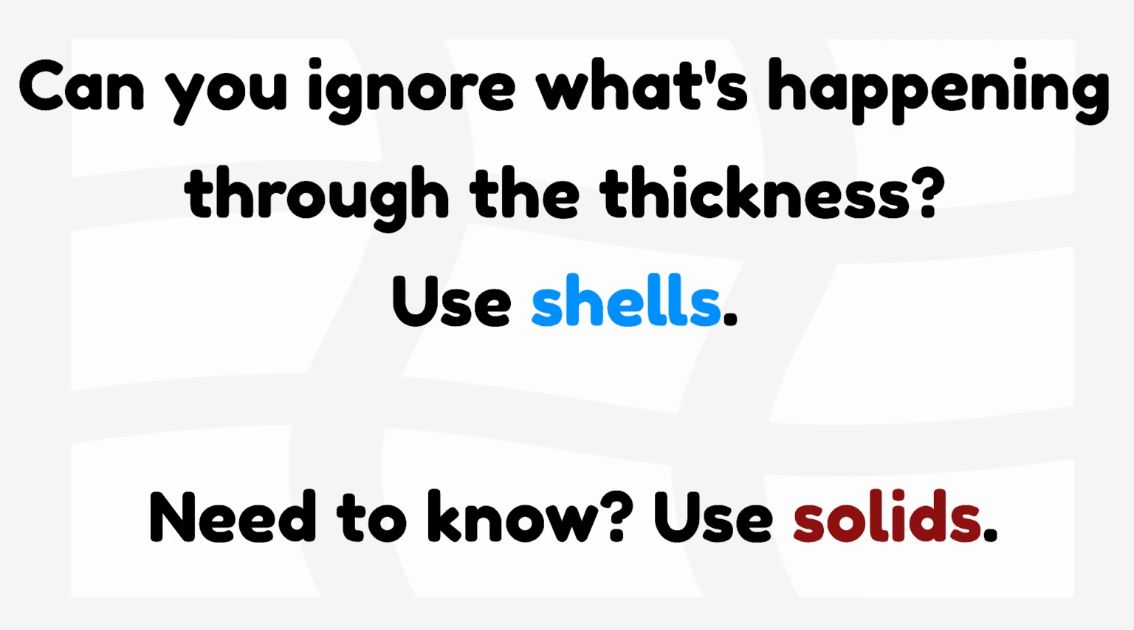So, in conclusion, here's the simple takeaway. If you can ignore what's happening through the thickness, use shell elements. They'll save you time and computation. But if you need to know what's going on inside the thickness, the gradients and the details, go with the solid elements. That's really the essence of choosing the right element type between solids and shells.